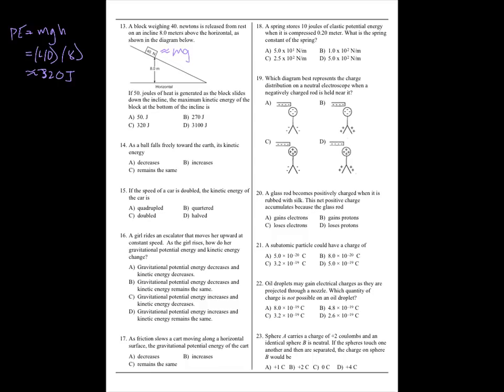But we're not done here. 320 joules is our max. They tell us that we took away 50 joules of heat because our incline has friction. So what does that mean for kinetic energy at the bottom? As you're going down, 320 joules is being converted. 50 of those joules is taken away to convert to heat because of friction. That means we have 270 left for kinetic energy.